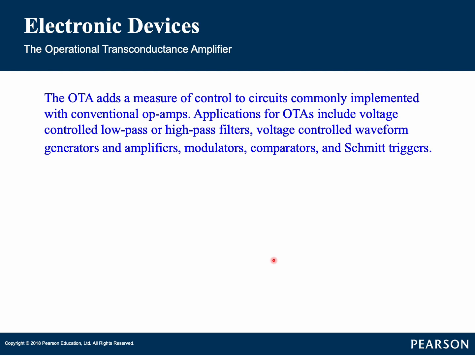The OTA adds a measure of control to circuits commonly implemented with conventional op amps. Applications for OTAs include voltage controlled low pass or high pass filters, voltage controlled waveform generators and amplifiers, modulators, comparators, and Schmitt trigger.